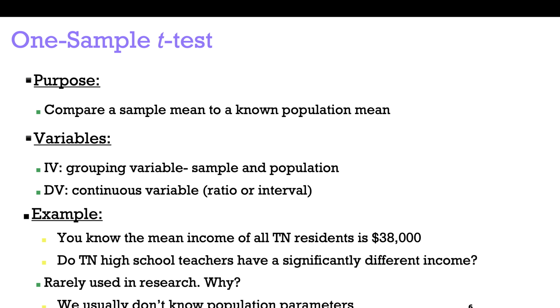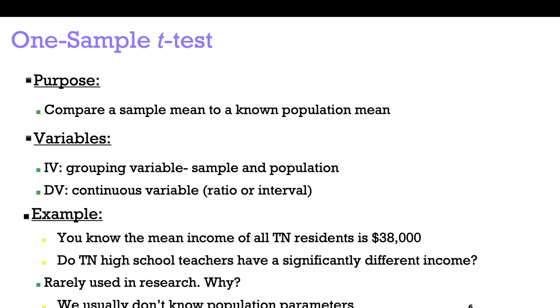We have two different variables. We have our independent variable. This is going to be our grouping variable. What this means is for each category, do I know if it's a sample or a population? And then our dependent variable is our continuous variable. So for that example, it's going to be miles per gallon.